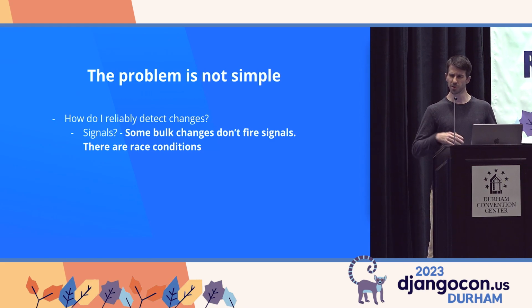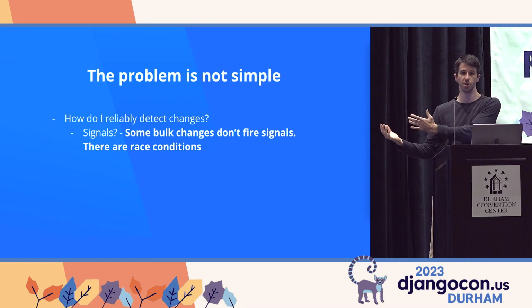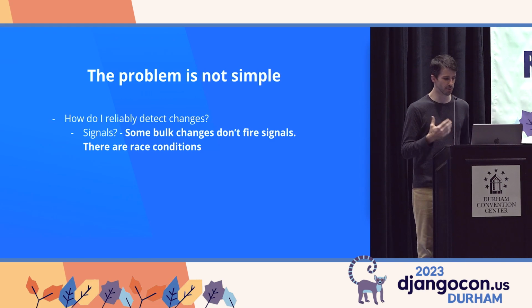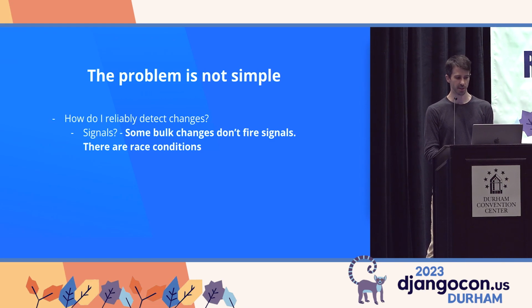And there are inherent race conditions with using signals. So you have your model in the application, it changes, signals fire, you collect those changes and persist them to the database, but other changes might have gone on during that time. So there are these subtle race conditions that can happen if you're using signals.